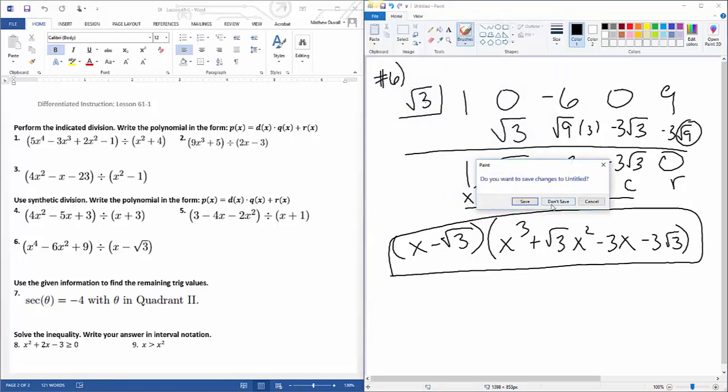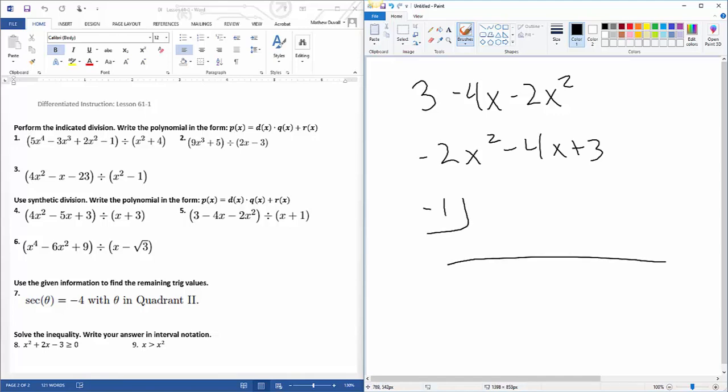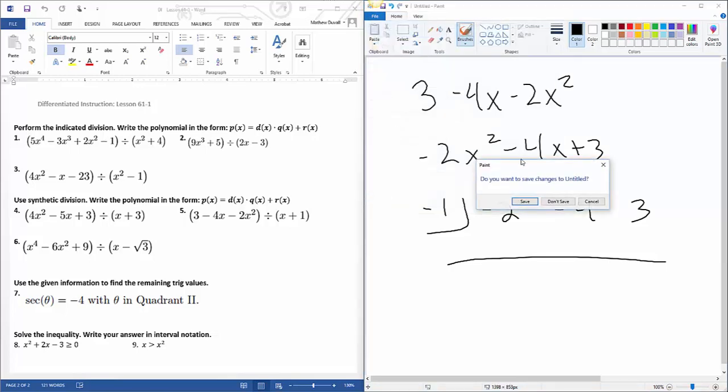One thing to just kind of show you guys for number 5, even though it says 3 minus 4x minus 2x squared, it needs to be written in descending order. So then when you do your box thing, make sure it's in descending order for you to do that. All right.